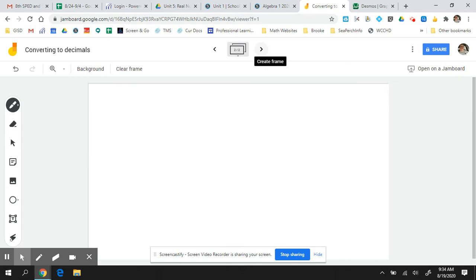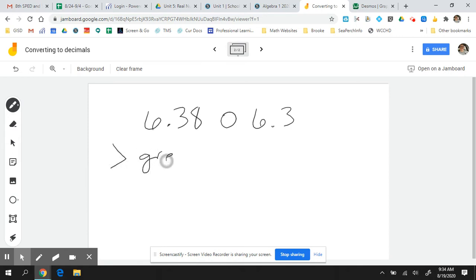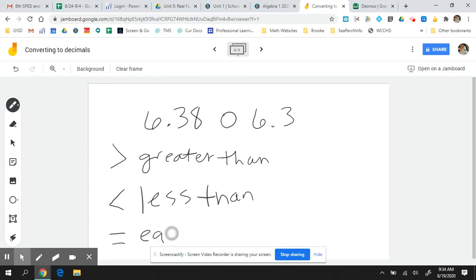Let's do another one. If we are comparing two numbers, let's say 6.38, is it greater than, less than, or equal to 6.3? First, let's review what is greater than and what is less than. Greater than, you write it like this, and you have less than, and you always have the option for equal to.